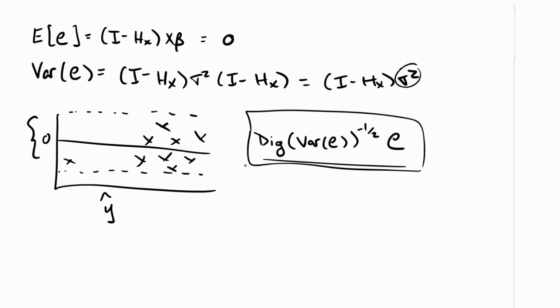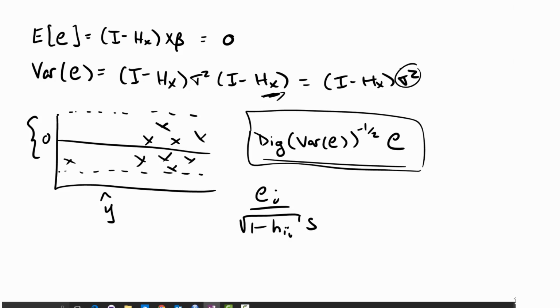But this is by no means a terrible thing to do, to take our residuals, say e_i, and divide it by the square root of 1 minus h_ii times s, where h_ii is the ith diagonal element of the hat matrix. That's often a quite useful thing to do.